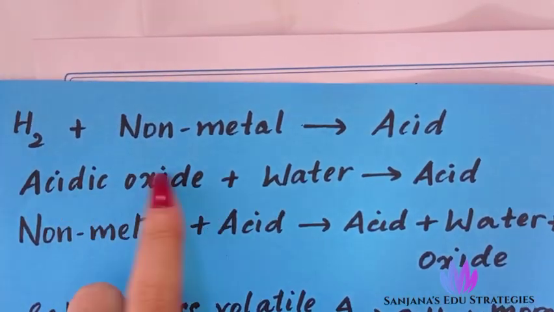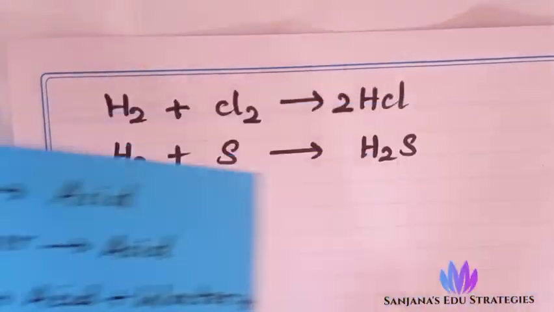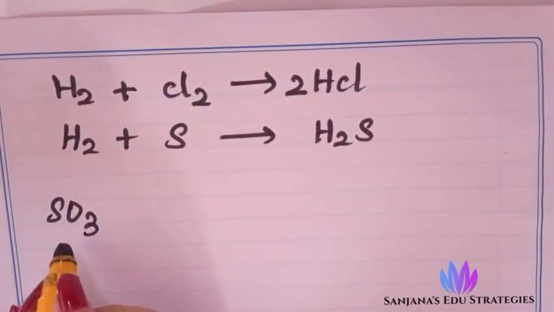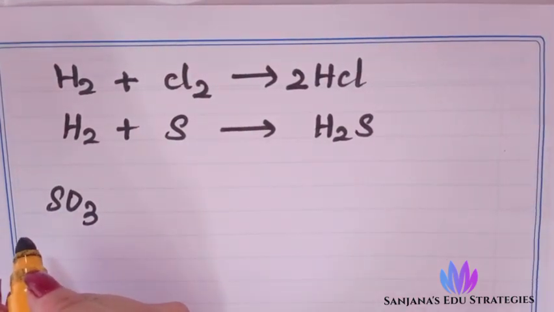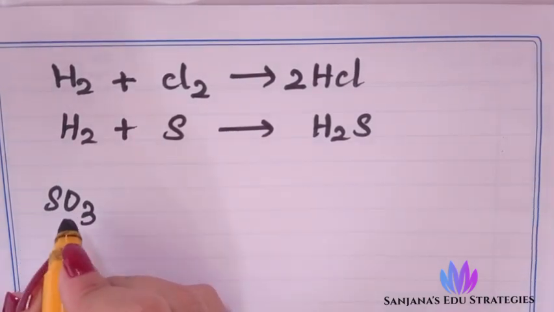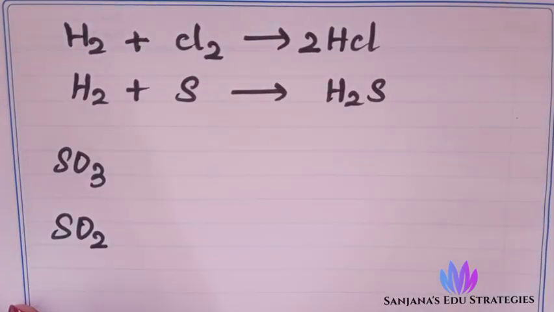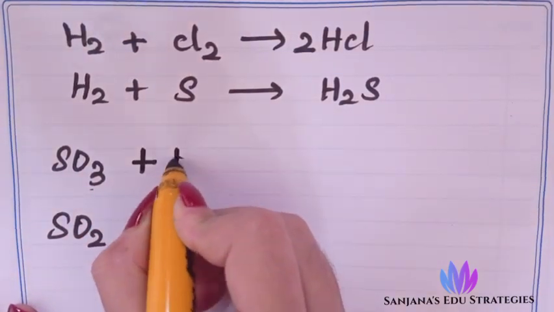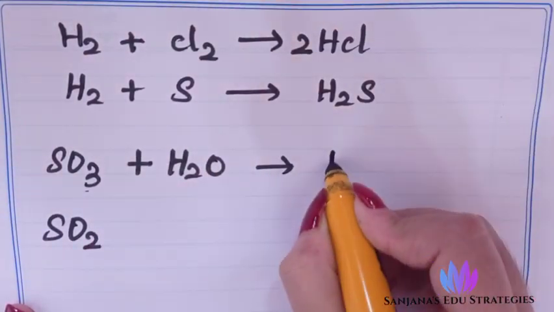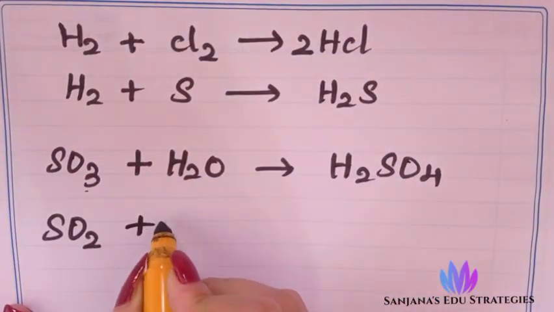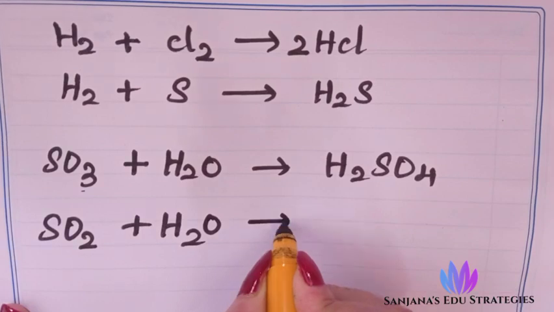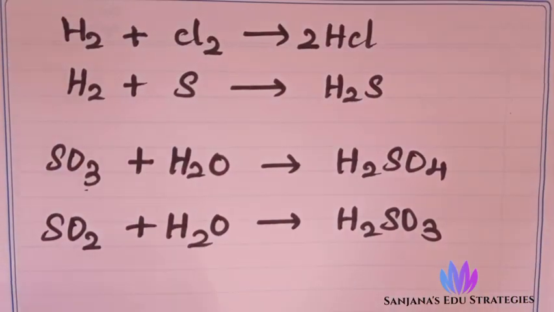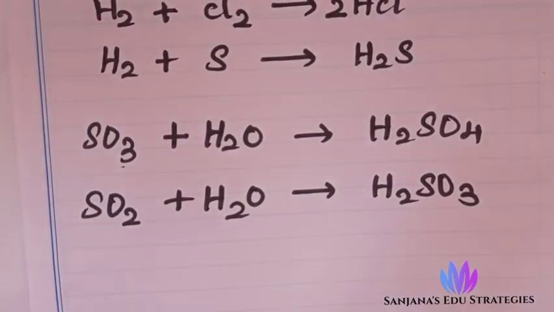Now the second one: acidic oxide plus water gives an acid. I am taking one acidic oxide, SO3. Why am I calling this an acidic oxide? Because it forms sulfuric acid. Sorry, SO2 forms sulfurous acid, and SO3 forms sulfuric acid. So I am calling this an acidic oxide. Acidic oxide plus water gives an acid. What acid is it giving? Sulfuric acid, H2SO4. Again, sulfur dioxide plus H2O gives sulfurous acid, H2SO3. That is the second one. In the same way we can write various examples.